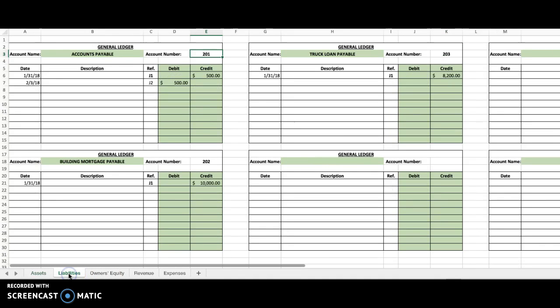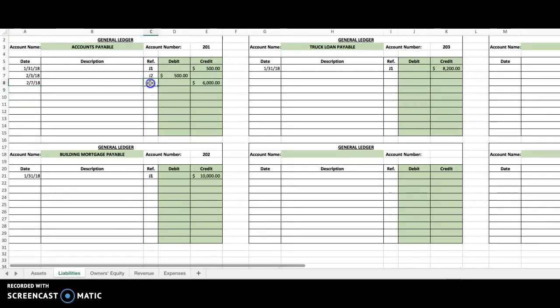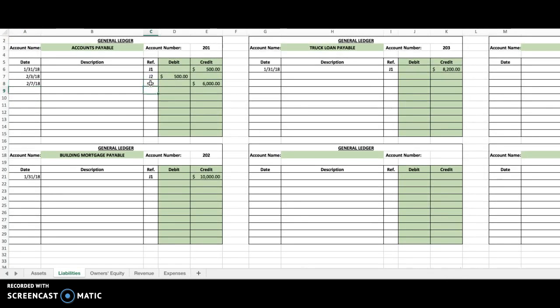So we charged it. So we go to liabilities, find accounts payable, put in the date, and now we owe more money. We had the 500 paid off, it was down to 0, but now we owe 6,000 because we just bought some inventory. And that's referenced back to, once again, J2. Okay, and this account, 201, account number goes on the same line as accounts payable in the February 7th transaction.